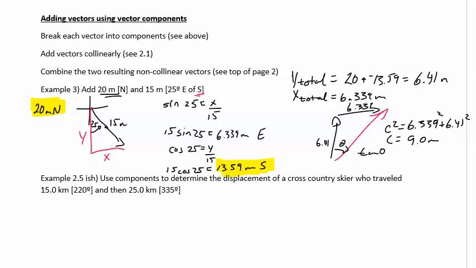Our angle here, using tan, opposite over adjacent, 6.339 over 6.41. That angle is 45 degrees to 2 digits, which makes sense in terms of these numbers are very, very close to one another. But the way we drew that is east of north. 9 meters, 45 degrees east of north.